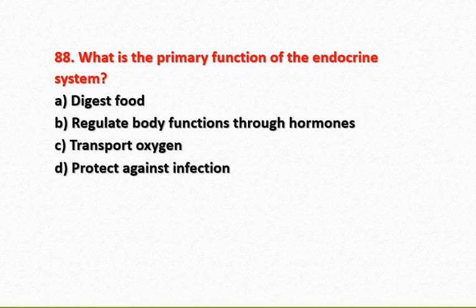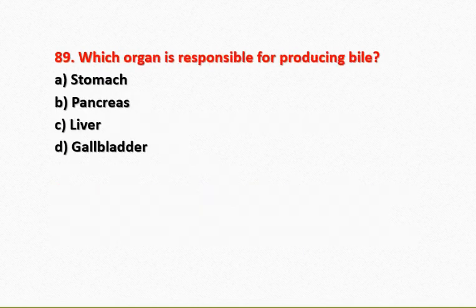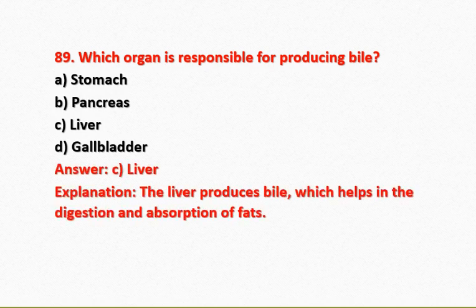What is the primary function of the endocrine system? Correct answer is option B, regulates body function through hormones. Which organ is responsible for producing bile? Correct answer is option C, liver.